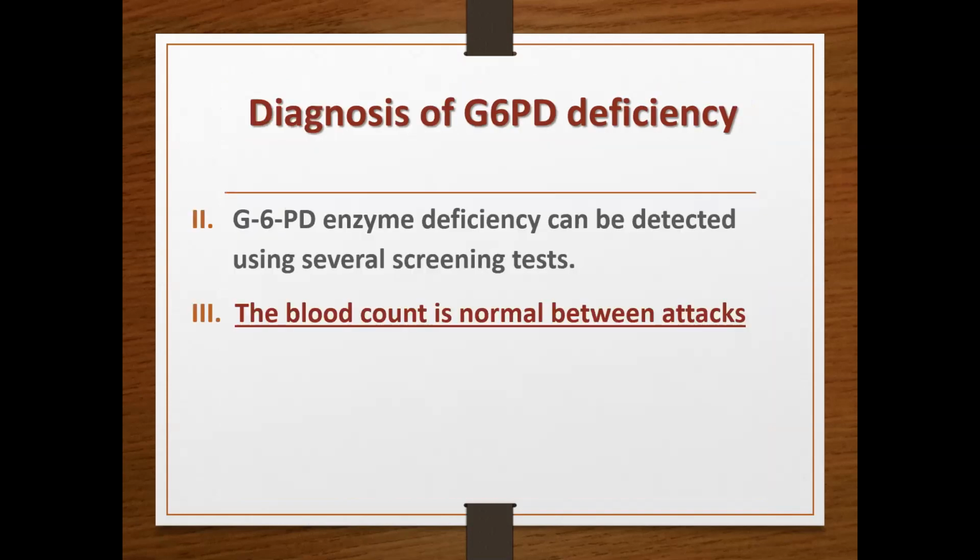Diagnosis of G6PD deficiency can be made using several screening tests to assess the level of the enzyme, quantitative or qualitative, and these tests should be done 6 weeks after the attack to know the real level of G6PD in the cells. The blood count between the attacks is normal.